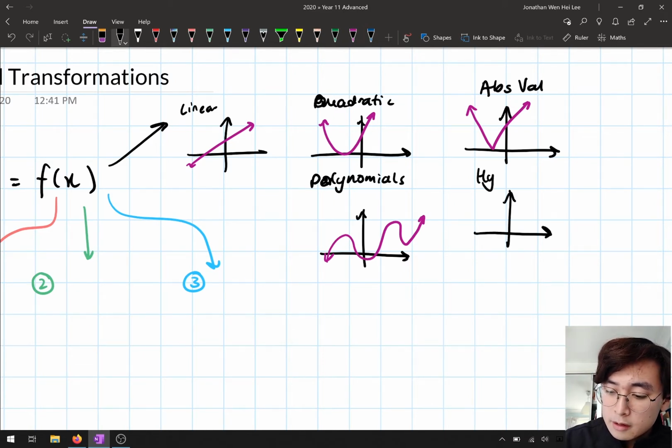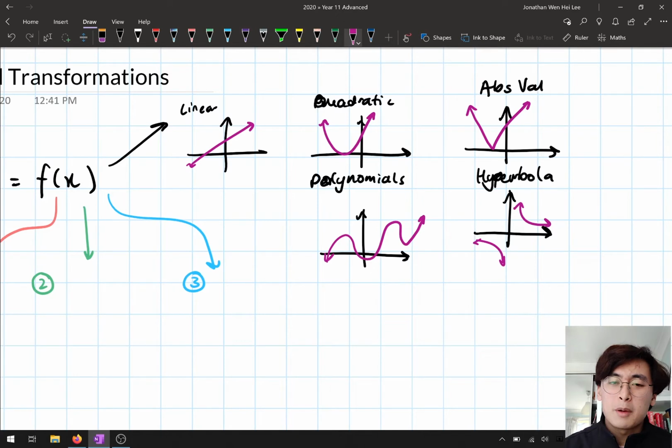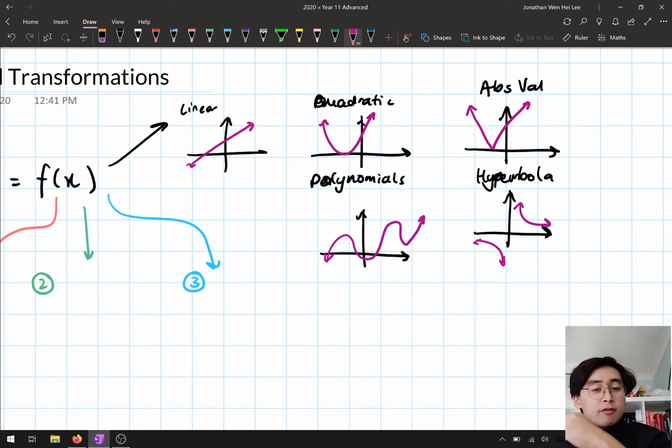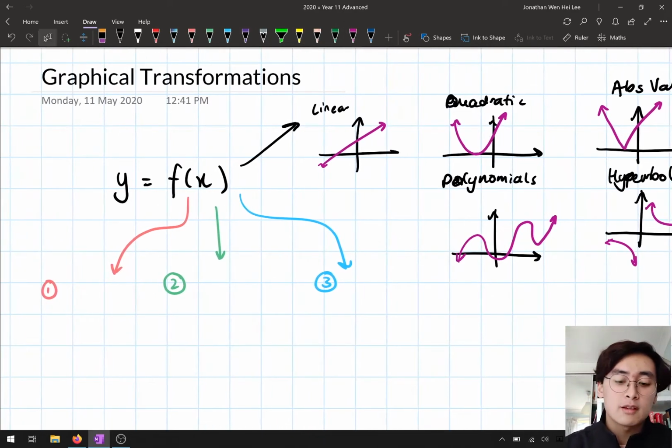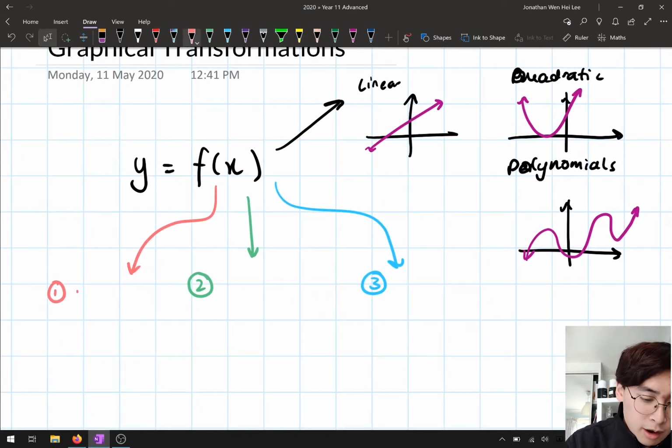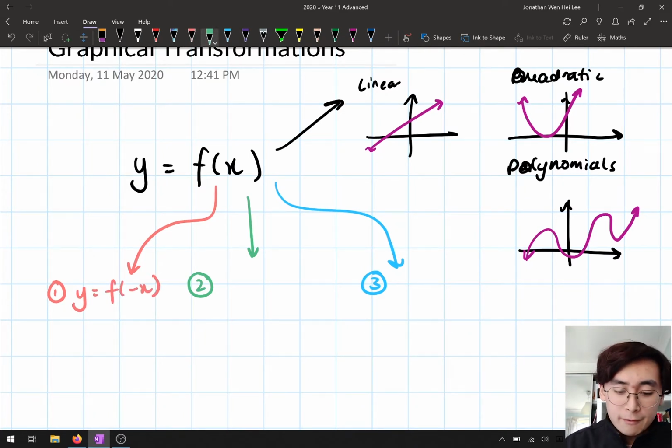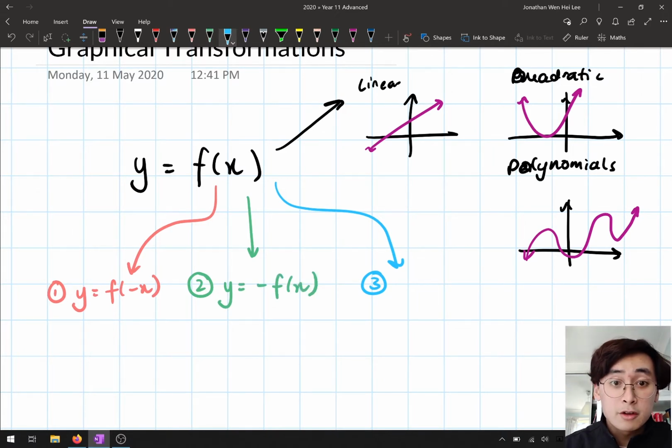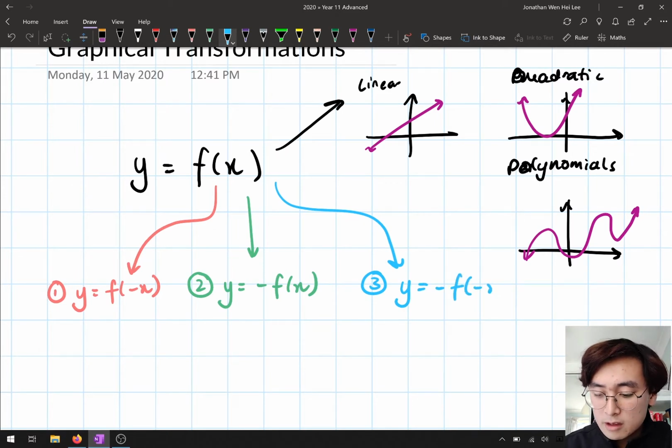What this section is talking about is what happens when we change up a few of these functions. We learned how to graph these different types of functions. What happens when we change them a little bit? In particular, what do we get when we graph, instead of f of x, y is equal to f of negative x, or y is equal to negative f of x, or combine the two together, y is equal to negative f of negative x.